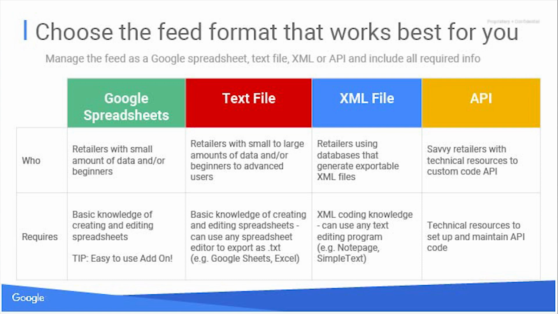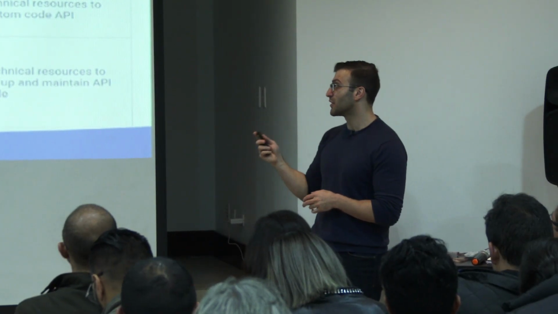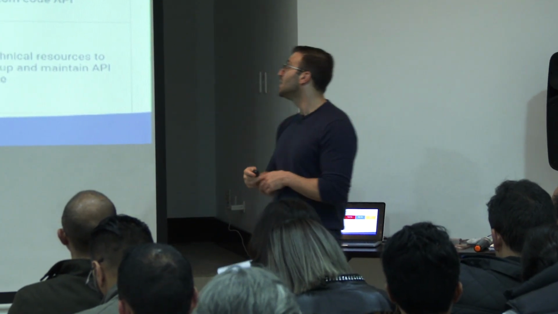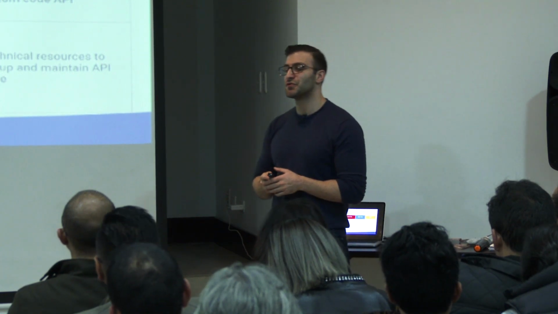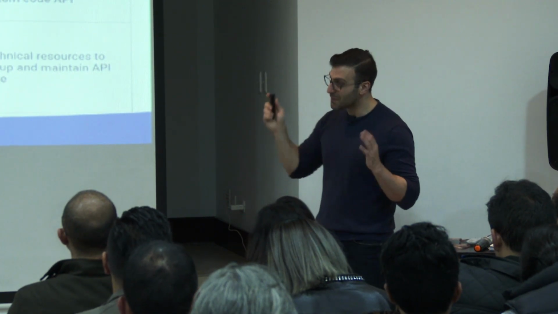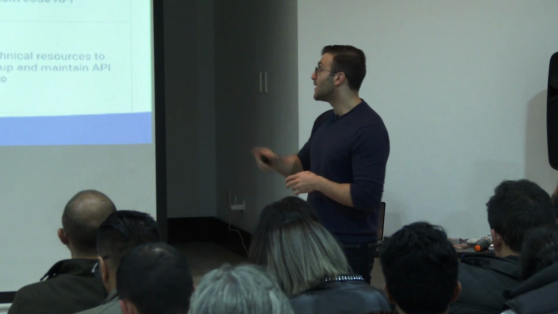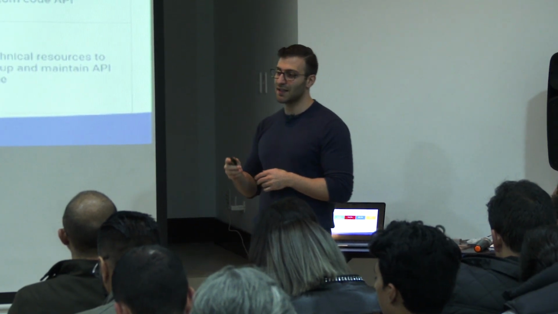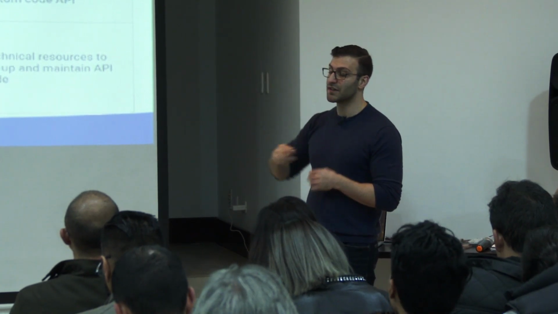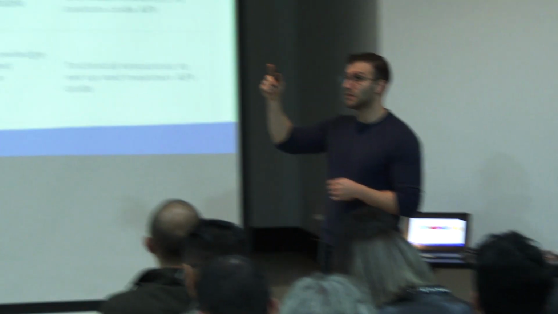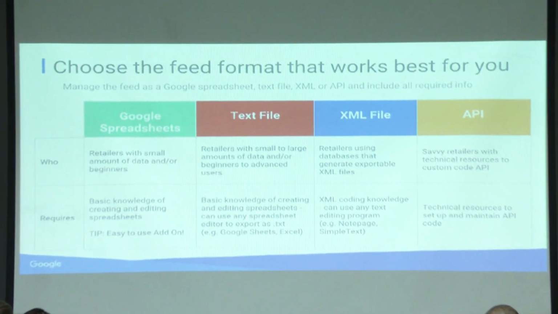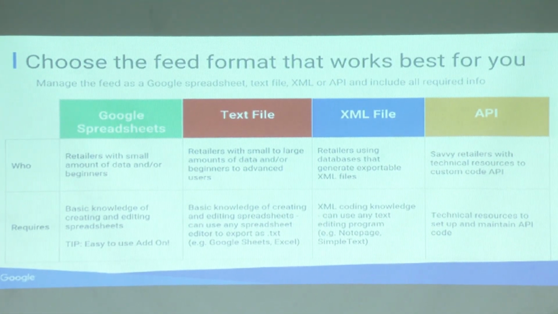export and generate exportable XML files. We accept a couple different XML schemas. This is a little more advanced and requires XML coding knowledge if you want to manipulate that. And then finally, API is great for those retailers that have huge amounts of data, but those retailers or agencies that have the technical savvy, API is a great option because it allows you to upload your products very quickly, and it allows you to do things specific to pricing and availability updates programmatically.